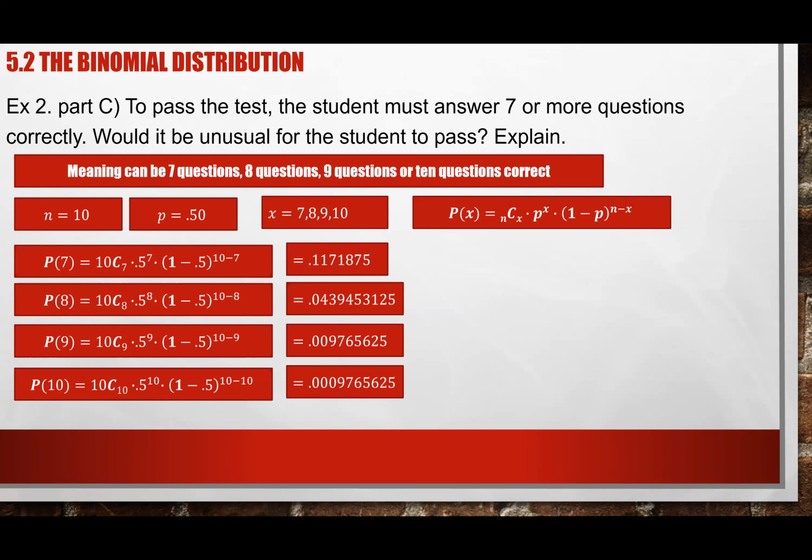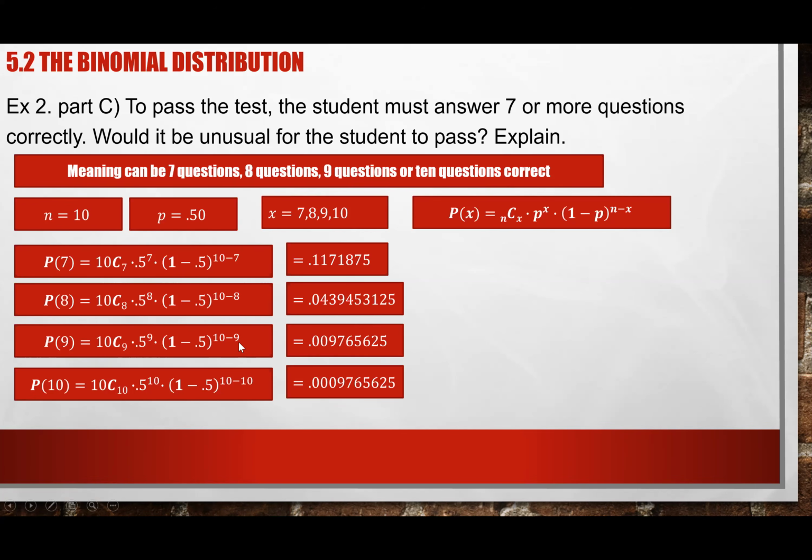Okay, so looking at this here, just to remind you that 7 or more is the same as at least 7. And remember, 7 or more means we include the 7, meaning we need to know the probability of getting exactly 7 questions correct, exactly 8 questions correct, exactly 9 questions correct, and exactly 10 questions correct.